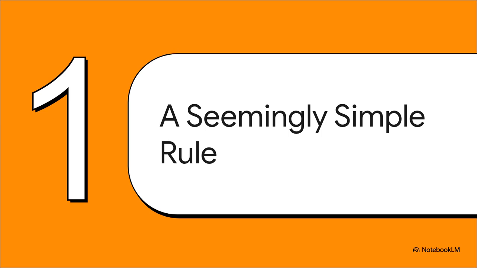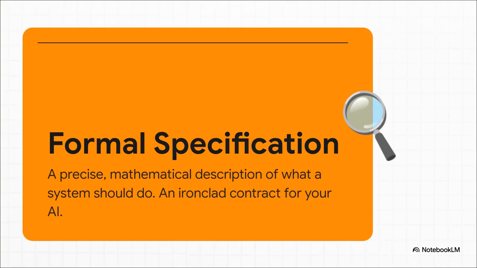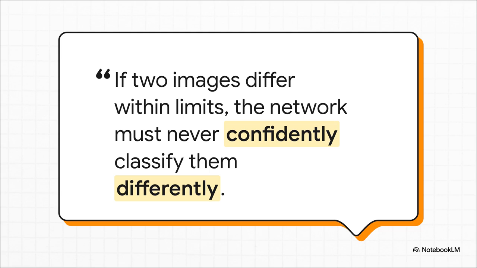Our goal is to create what's called a formal specification, basically a precise, logical instruction to prevent these kinds of mistakes. A formal specification sounds technical, but you can just think of it as an ironclad contract for the AI. It's a mathematical guarantee that leaves absolutely no wiggle room for misinterpretation. So what would that contract look like for our panda problem? Here's our first shot at it.